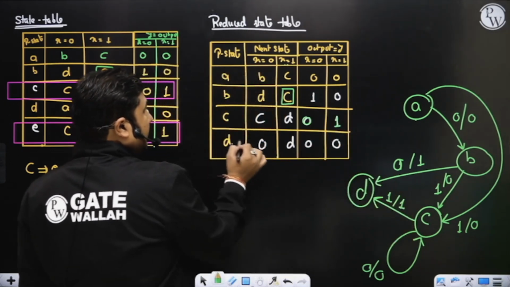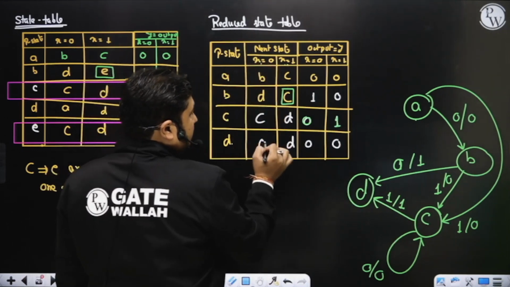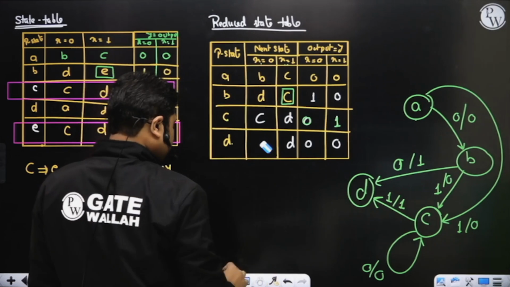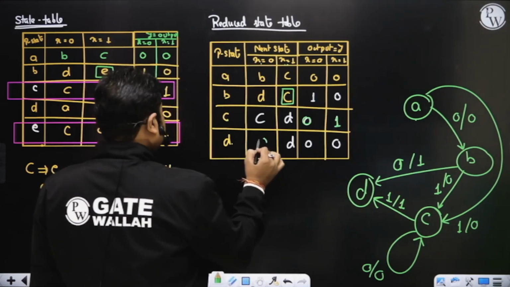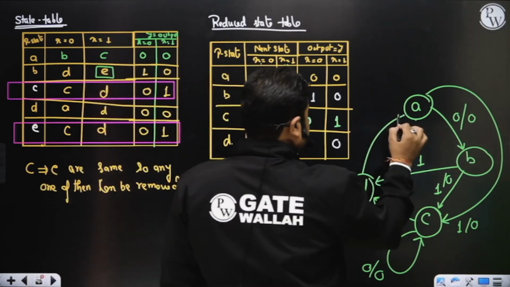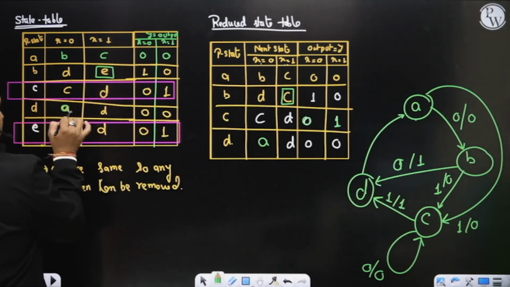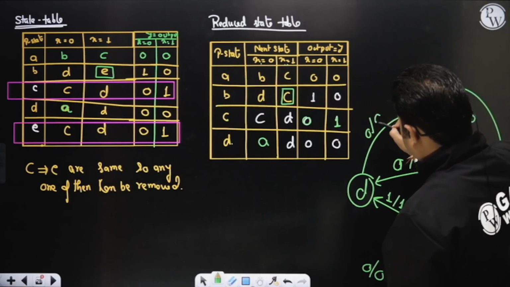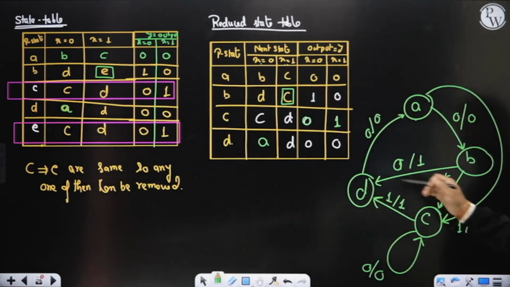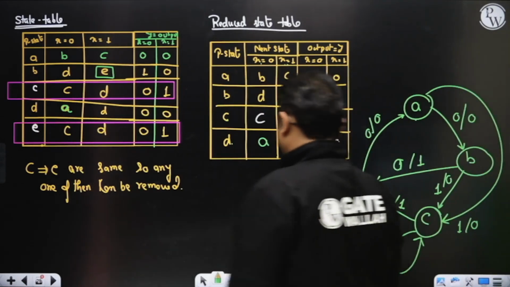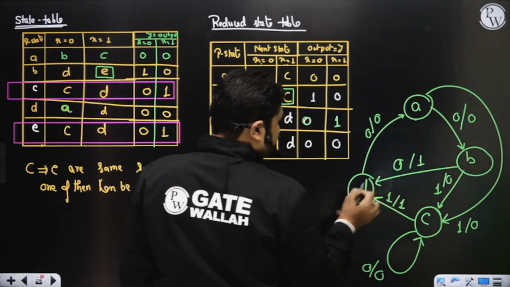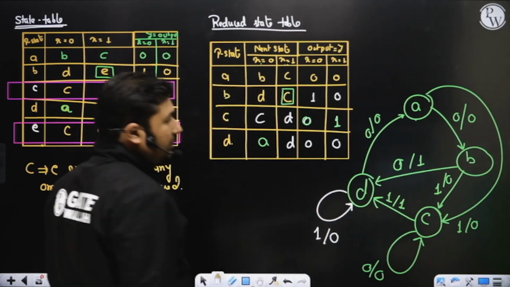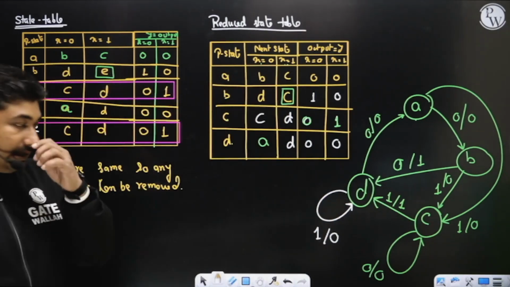Present state D, x equals 0: next state is A, output 0. Present state D with x equals 1: next state is D only, and output 0. So this is your reduced state diagram.